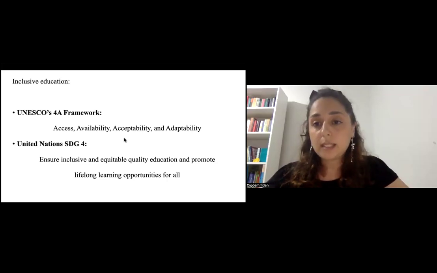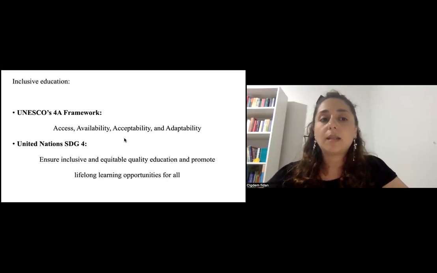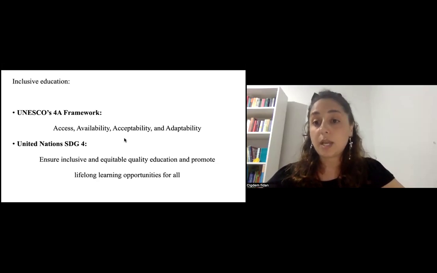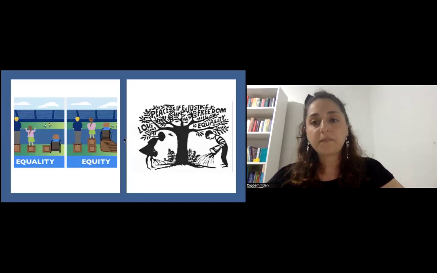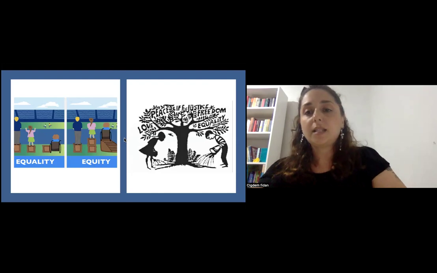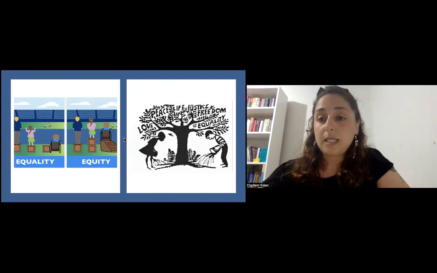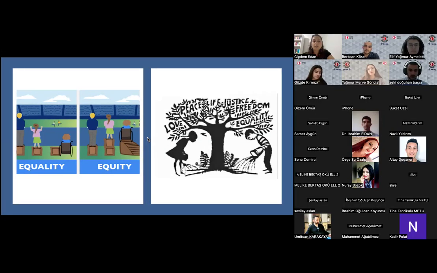So national policies of countries, including Turkey, are mostly based on these frameworks to be able to apply inclusive education and include all students in education. Inclusive education is actually to achieve equity in education. That means to be able to respond to the individual needs of each student. And the ultimate goal of inclusive education is to provide social justice for all, not only in society, but also in the field of education.